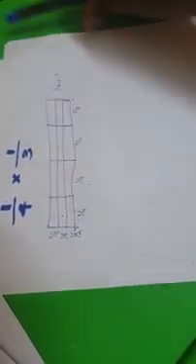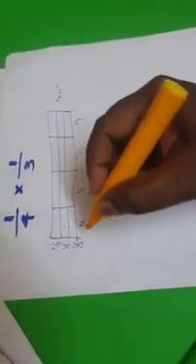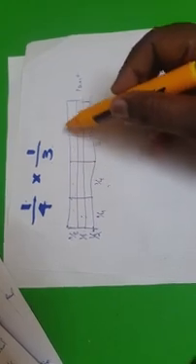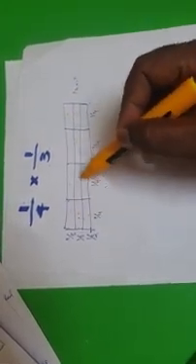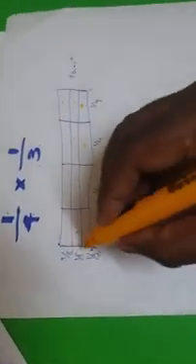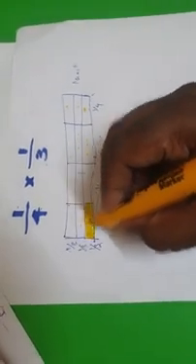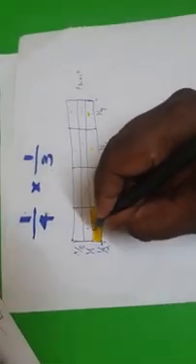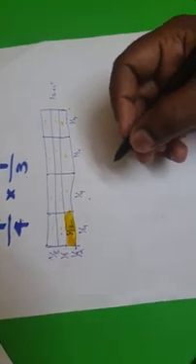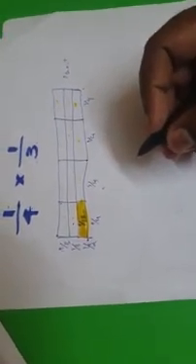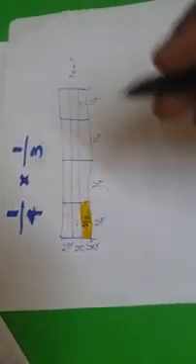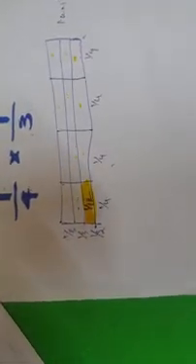Now there will be 12 equal parts: 1, 2, 3, 4, 5, 6, 7, 8, 9, 10, 11, 12. Each part will be represented as 1 by 12. This is the answer. So it's a very simple process.